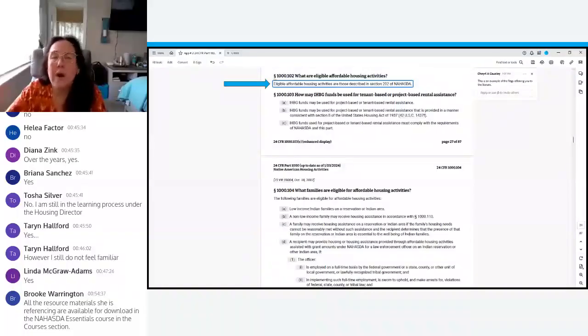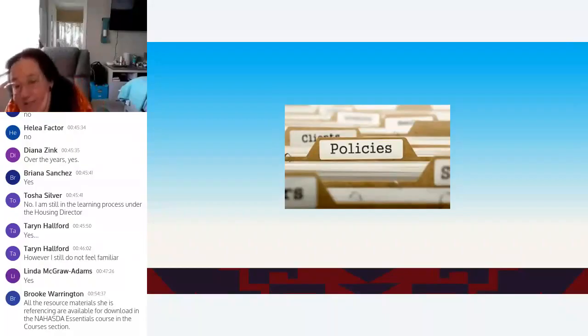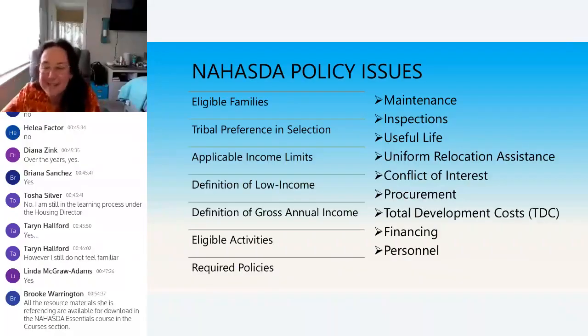Why does it say my session is about to expire? I hope I don't get kicked out, Brooke. It says my session is about to expire. Policies, that is the next session we're going to talk about, as long as I don't get booted.